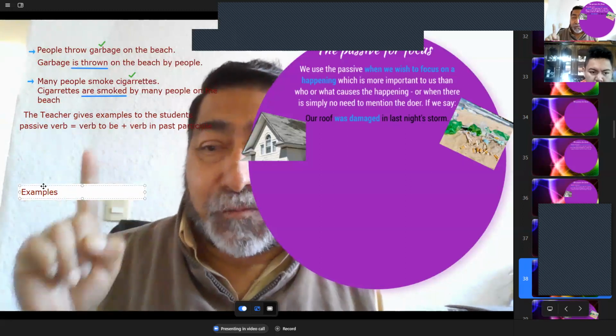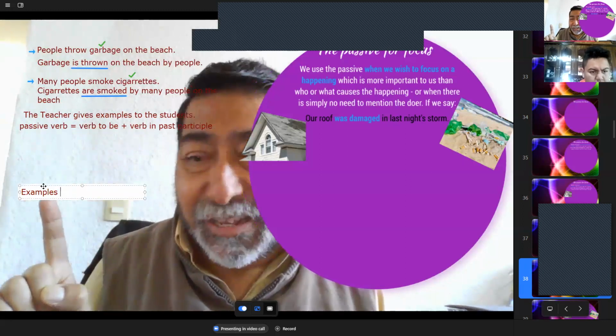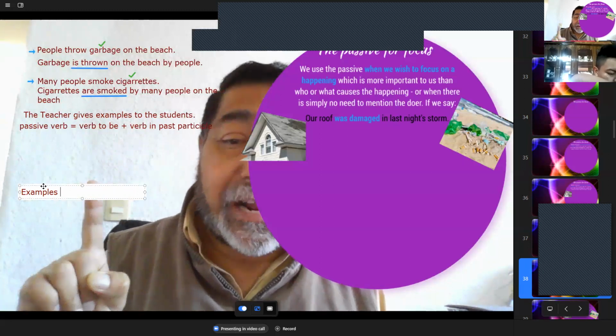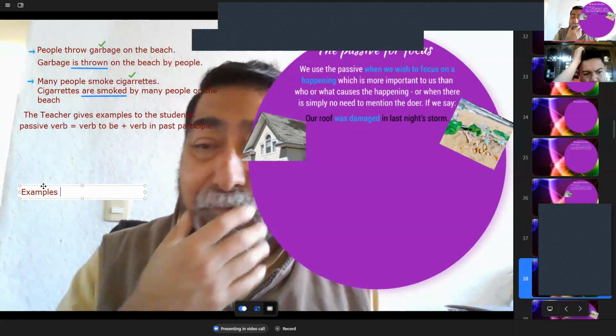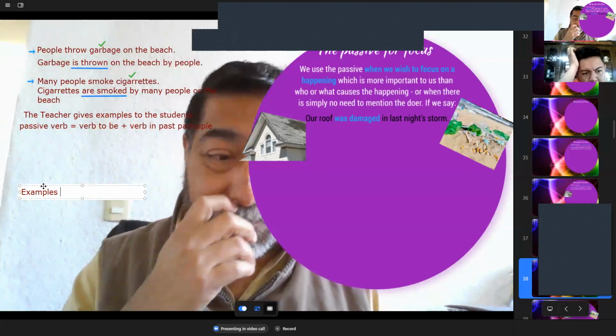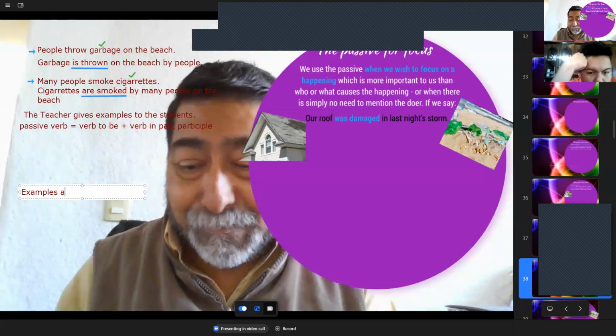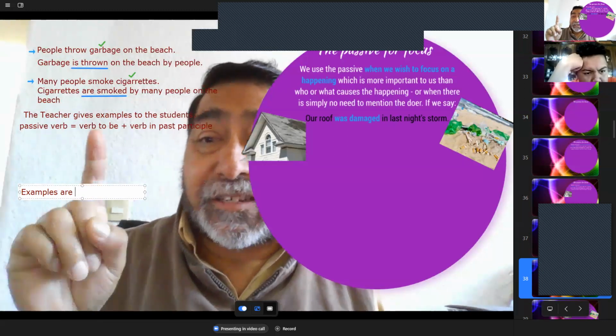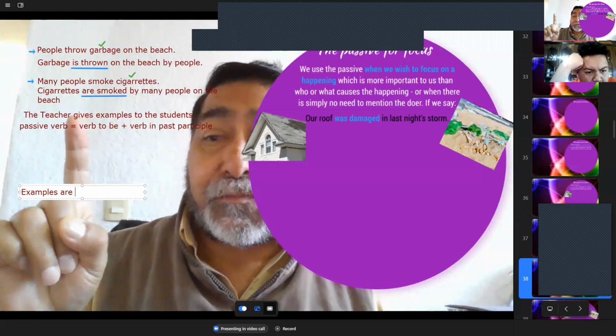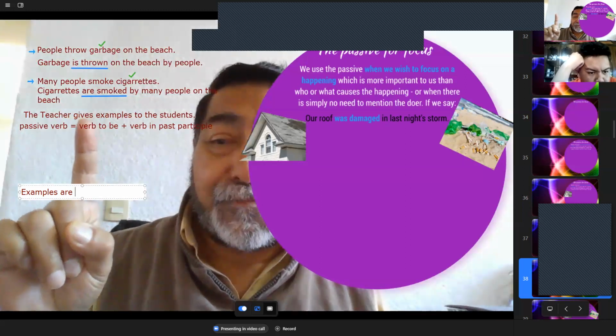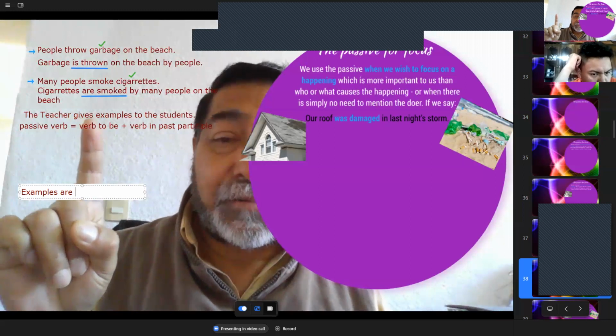Now, what is the correct form of the verb to be for examples? Am, is, or are? Are, ¿no? What is the past participle of my verb gives? What is the past participle?